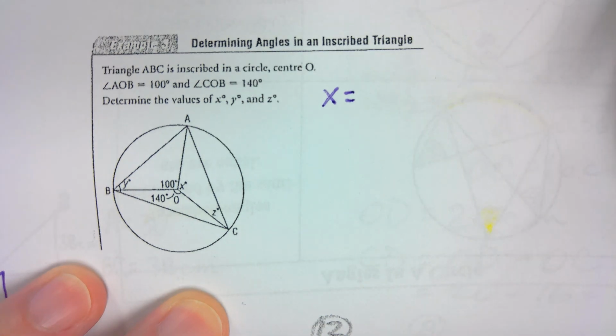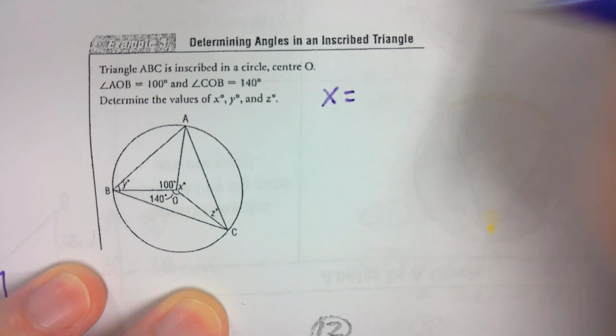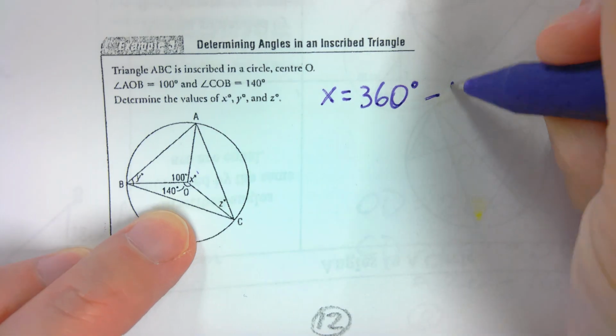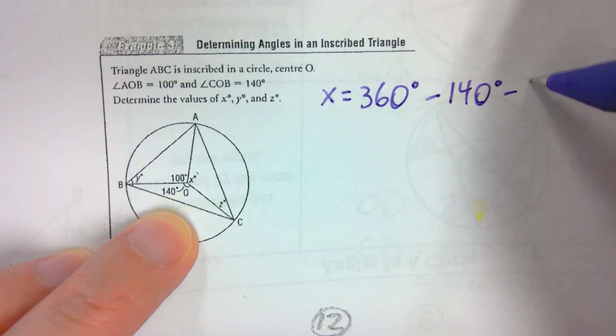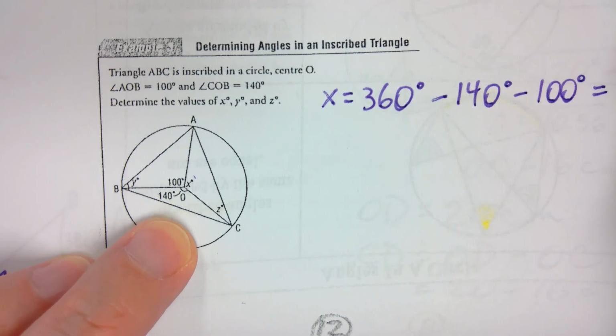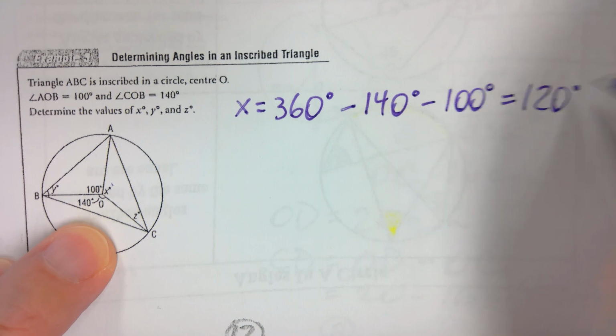Okay, who knows what is angle X? So in a circle, what's the angle in a circle? Come on, 360. So if I know that a circle makes 360 degrees, part of it is 140, part of it is 100. So when I subtract it, what is angle X? Con? 120. That's it. Okay.